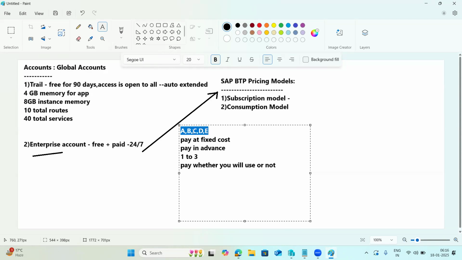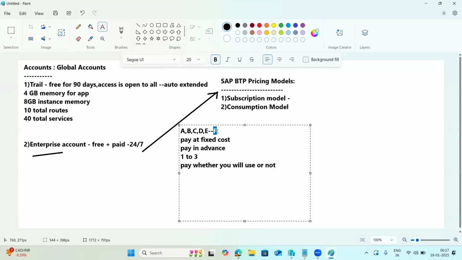Then you need to pay at fixed cost. You have to pay whether you use it or not. You have to pay the amount here. Suppose, sir, I want to use one more service, the F service. Then additionally you need to take a subscription for the F service. But taking F service additionally, you will end up paying more money here, right? So that is the subscription based model.